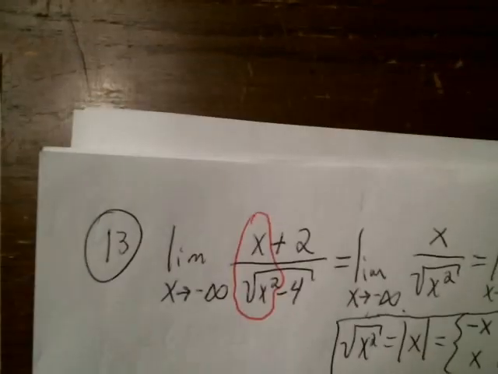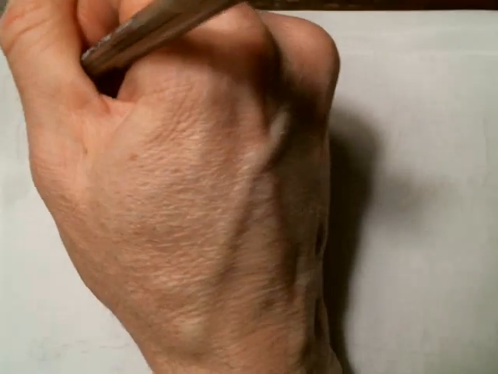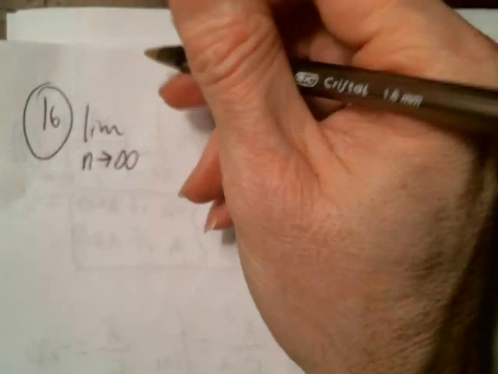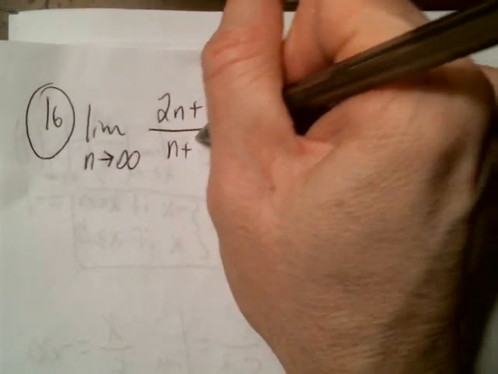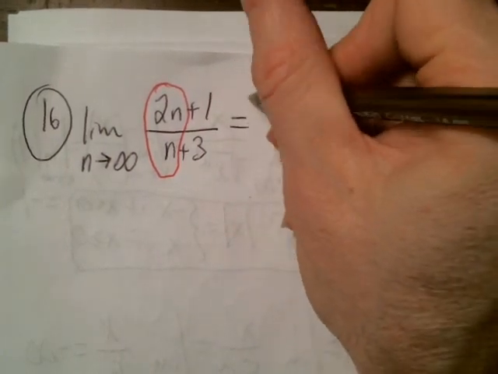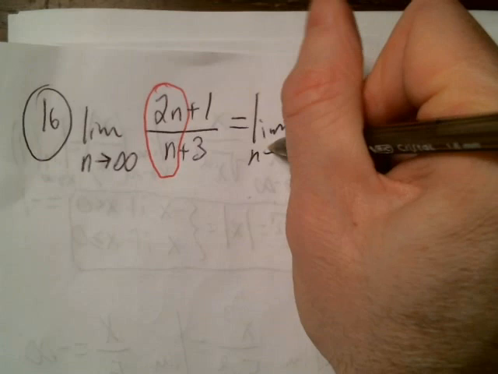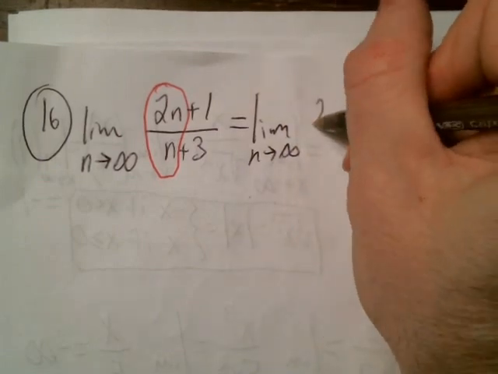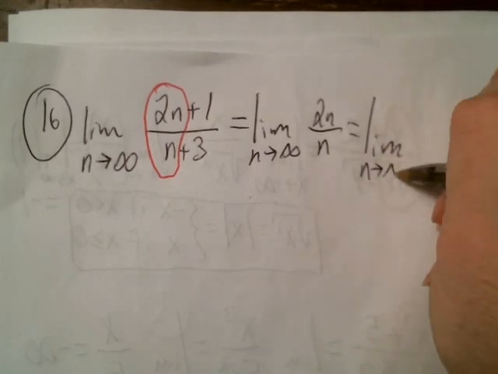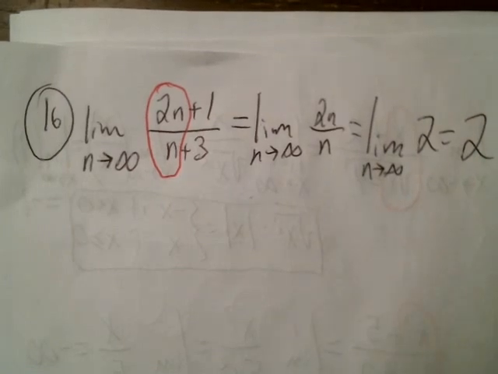Number 16 is kind of a foreshadowing of our work with sequences in Calc 2. We'll do all kinds of sequences there. So we have the limit as n, as a natural number, goes to infinity of (2n + 1)/(n + 3). And don't lose your cool. Just go ahead and isolate the high degree terms again. Instead of x's, we just have n's. And we have 2n over n, which is just 2, and the limit of a constant is a constant. That's equal to 2.